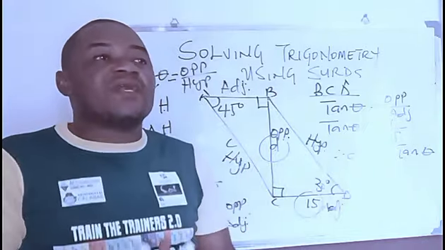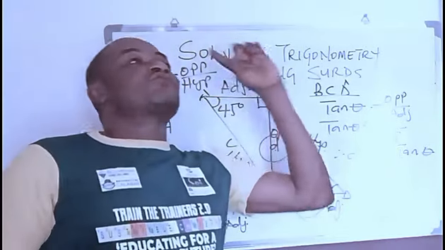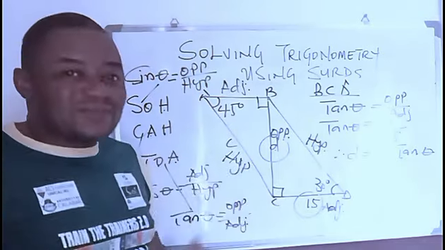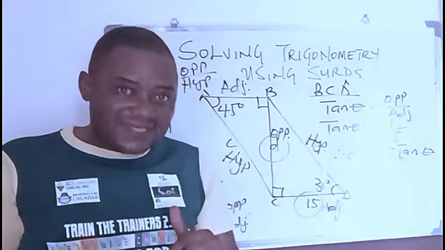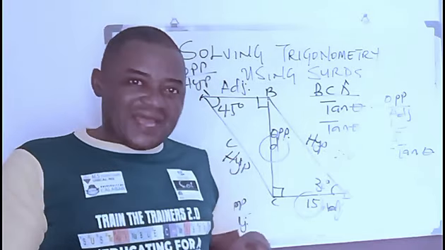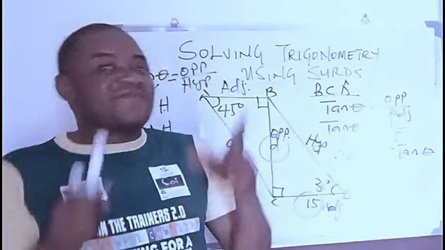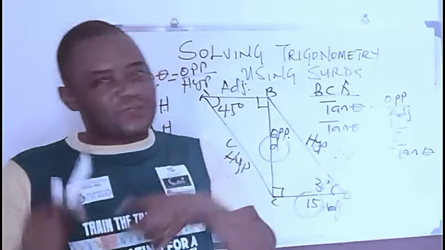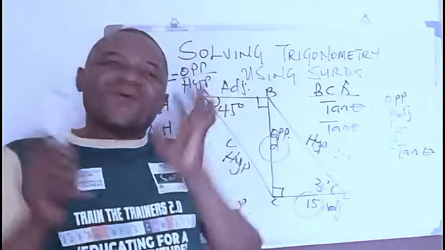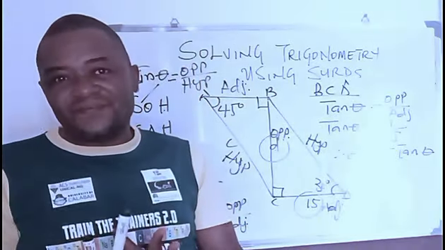But just know that whether you go to China, or you go to Cambodia, or you go to America and return here, tan 30 in surd is 1 over surd 3. Alright? Sin 45 in surd is 1 over surd 2. Cos 60 in surd is 1. So all those things are things you must know.